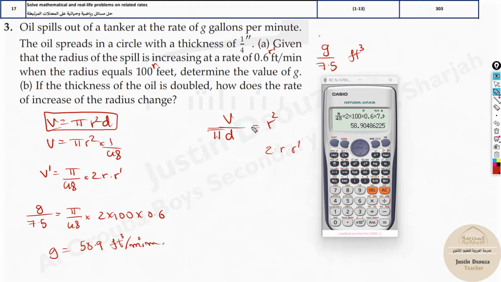Inversely, it's opposite. So if the thickness is increasing, I'm telling, then the rate of increase of radius will decrease. And you can even think of it practically. If you have a container and you put oil, or any liquid, for example water, it easily spreads out. Why? Because its thickness is very low. It's not viscous. It's very thin, right?